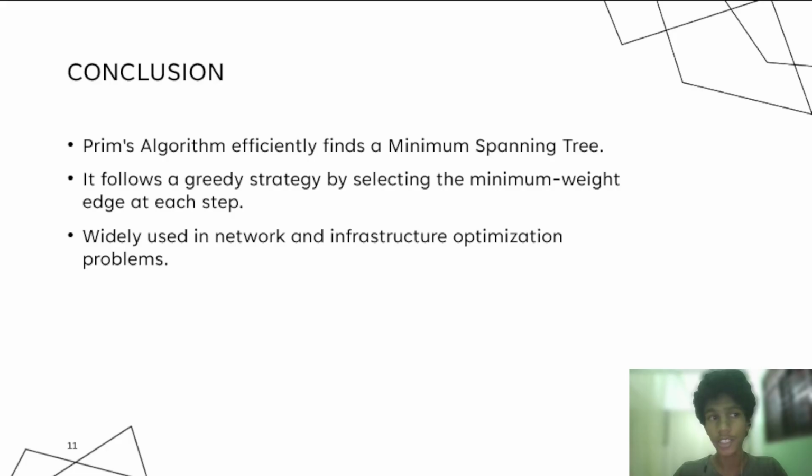So, in conclusion, Prim's algorithm is a powerful and efficient method for finding a minimum spanning tree in a weighted graph. It uses a greedy approach, selecting the smallest available edge at each step while avoiding cycles. Because of its efficiency and practical applications, it is widely used in network design, transportation systems, electrical distribution networks, and many other optimization problems.